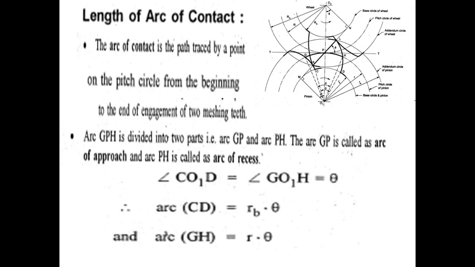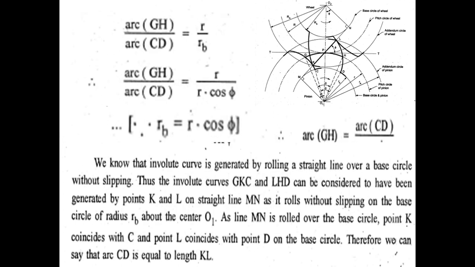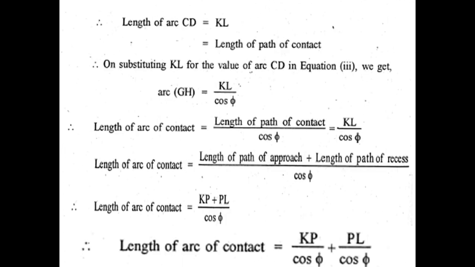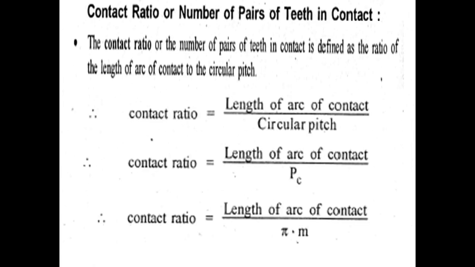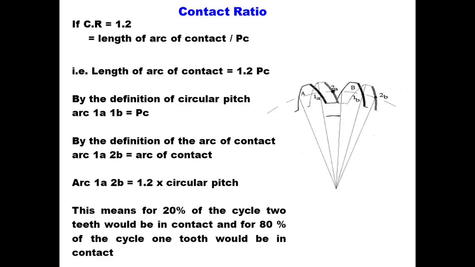Length of arc of contact. The arc of contact is the path traced by a point on the pitch circle from the beginning to the end of the engagement of two meshing teeth. So that is the length of arc of contact, and you can see from here all these aspects.